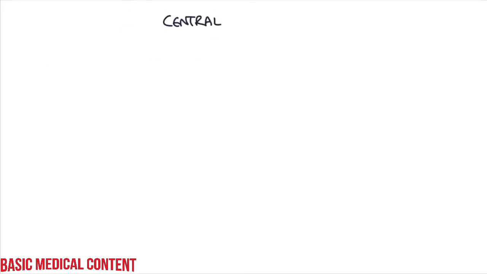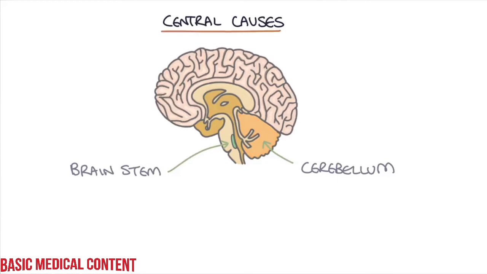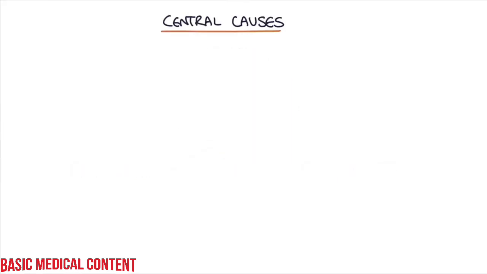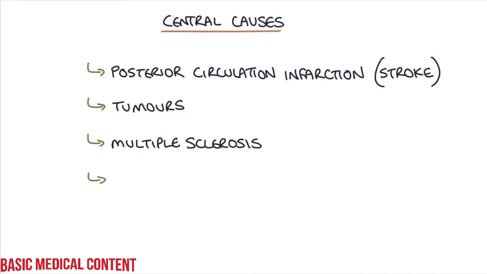Next, let's talk about central causes of vertigo. Pathology that affects the cerebellum or the brainstem disrupts the signals from the vestibular system and causes vertigo. And the most common causes of pathology that result in a central cause of vertigo are posterior circulation infarction, which is basically a stroke in this area, tumours, multiple sclerosis, and vestibular migraine.